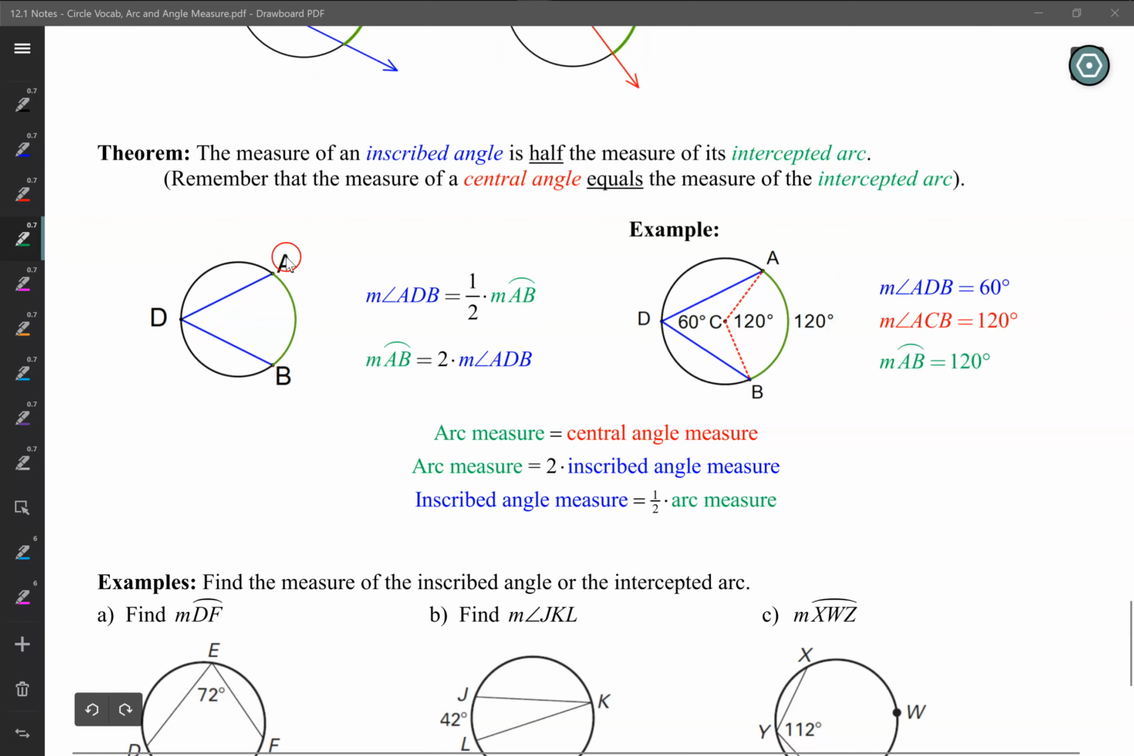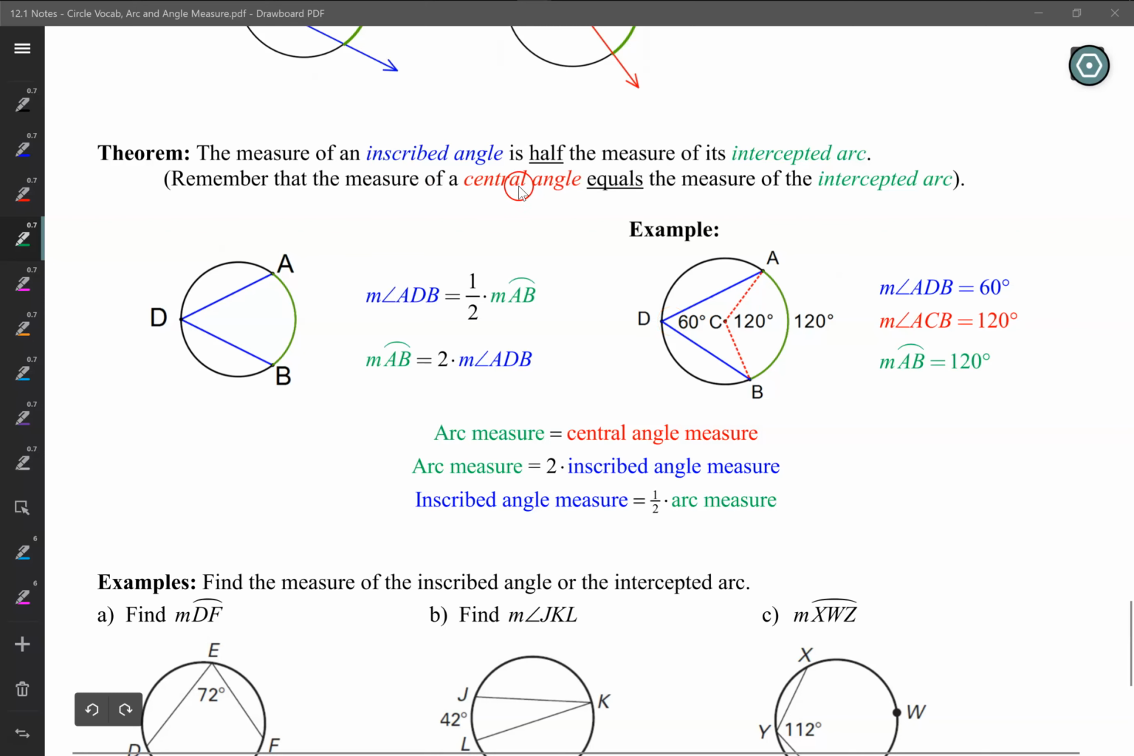So here's an example of how that works. The inscribed angle, that's the blue one right here, angle ADB, its measure is 60 degrees. That is half of the arc measure. Arc AB has a measure of 120 degrees. So this 60 degrees is half of that 120 degrees. Or this 120 degrees is 2 times that 60 degrees.